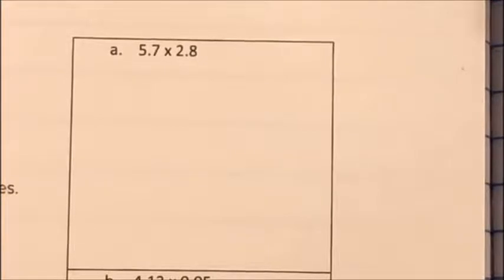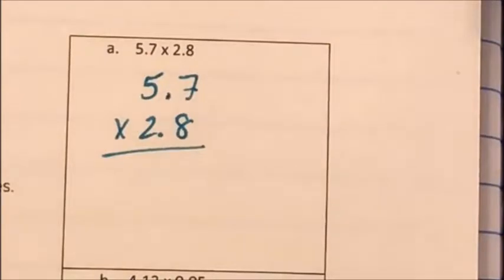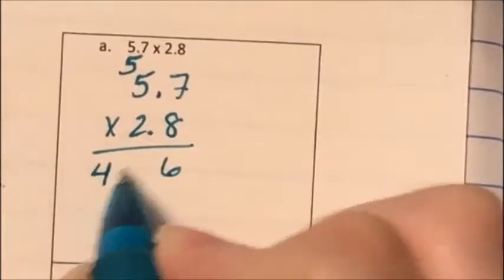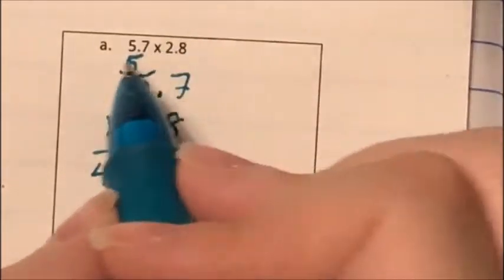Letter A is 5.7 times 2.8. So I multiply. 8 times 7 gives me 56. I carry the 5. 8 times 5 is 40, plus 5 is 45. 2 times 7 is 14. Carry the 1. 2 times 5 is 10, plus 1 is 11.